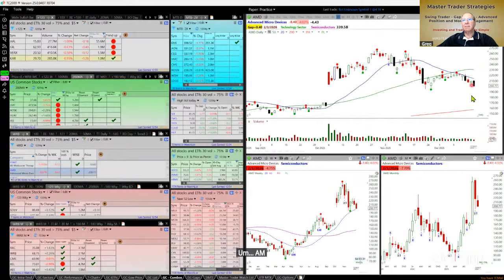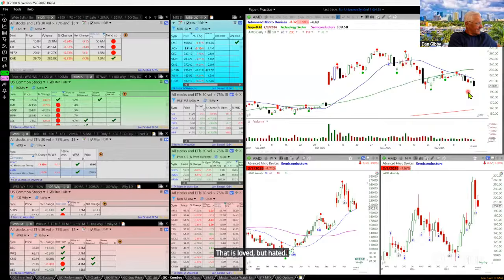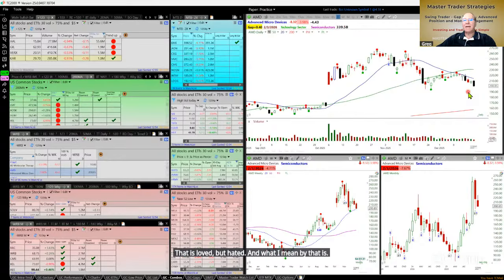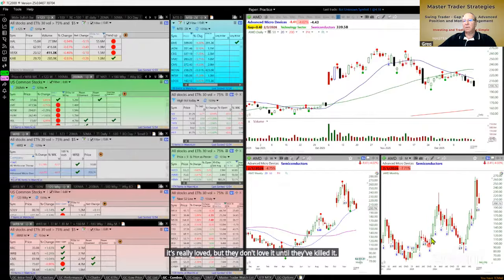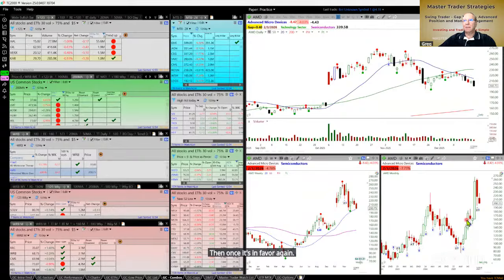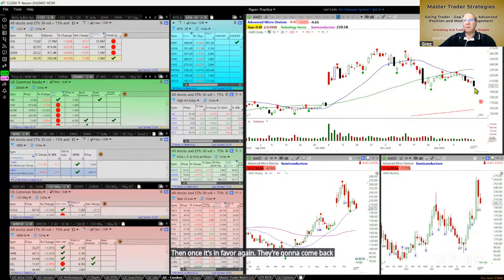AMD. This is a stock that is loved but hated. And what I mean by that is it goes in and out of favor. And when it's loved, it's really loved. But they don't love it until they've killed it, which is what happened here and happened here. And then when it's in favor again, they're going to come back for it. So that certainly looks like it's going to go lower.